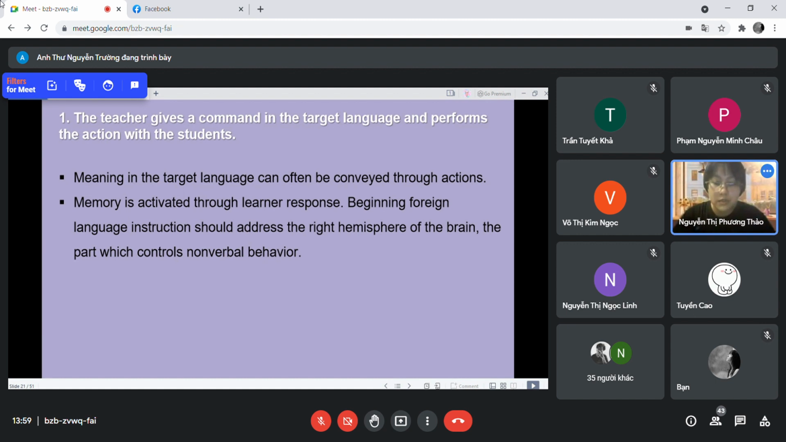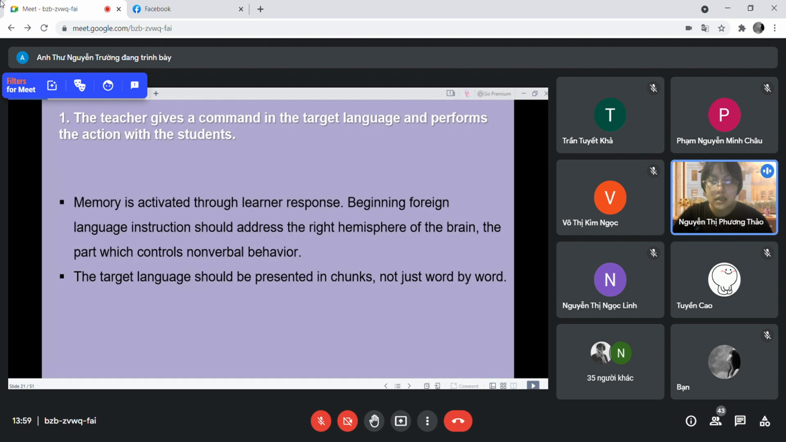They will have the teacher express their own ideas and thoughts accurately and lively. Let's move on to the second. Memory is activated through learner response, beginning foreign language instruction through the right hemisphere of the brain, the part which controls nonverbal behavior. Moreover, each time students respond to the teacher's command, a certain number of neurons are activated. Then when the command is repeated, the same neurons respond again, and the more times they repeat an action, the more it results in greater memory storage and recall efficiency.